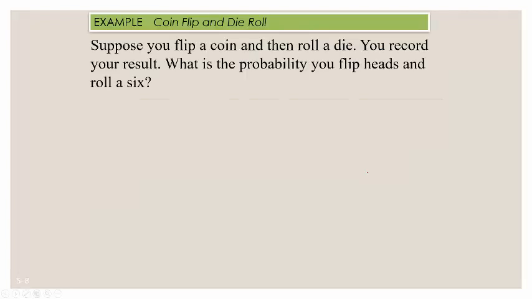All right, so this one comes from a previous lecture. Suppose you flip a coin and then roll a die and you record your results. So remember, we did the sample space for this in a previous lecture.